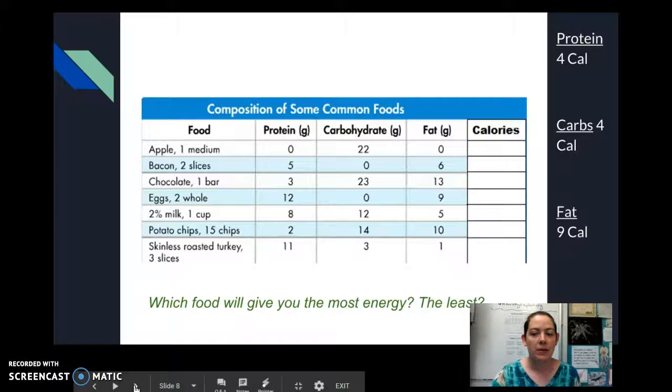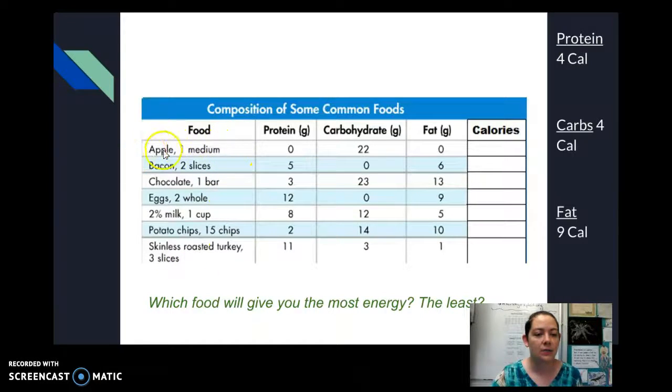So here's our table where we are going to practice finding out how many calories are in a serving of these different foods. So the way you find this is, here's your food. One apple has 0 grams of protein, 22 grams of carbohydrates, and 0 grams of fat. So we don't have to worry about the fats or the proteins. We've got 22 grams of carbohydrates, and each carbohydrate has about 4 calories in it. Then all we have to do is multiply 22 by 4, and we get the answer here for calories.